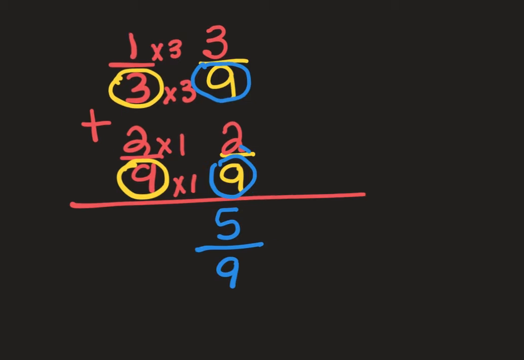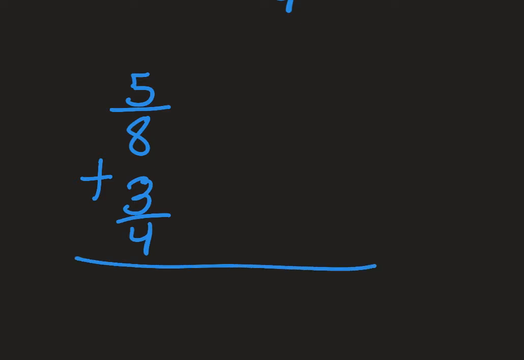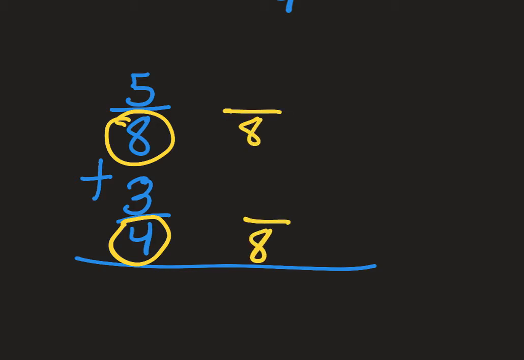Let's try another one. 5/8 plus 3/4. The first thing you always must do is find your denominators. I have an 8 and a 4. Find the one that's larger. 8 is larger. So ask yourself, will 4 go into 8? Yes. So your common denominator will be 8.